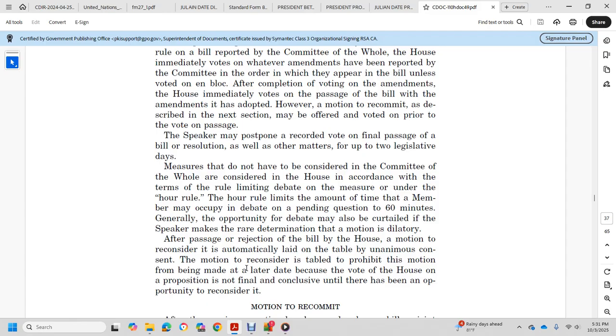After the passage or rejection of the bill in the House, a motion to reconsider automatically lays on the table by unanimous consent. The motion to reconsider is prohibited from being made at a later date, which covers the vote of the House on the proposition, until there has been an opportunity to reconsider it.